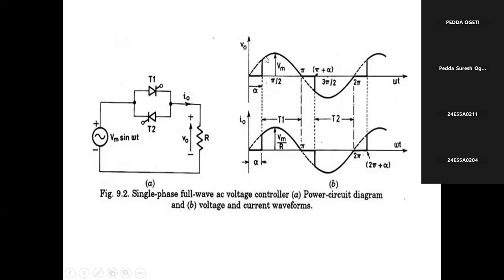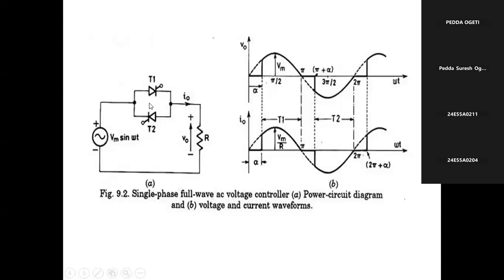Input AC is fixed. That is sinusoidal voltage. There is no firing angle at the input. For output, you will get the firing angle. This is the input AC voltage, sinusoidal voltage. AC means we'll have both positive cycle and negative cycle. Now, during positive cycle, I'll give firing pulse to T1. During negative cycle, I'll give firing pulse to T2.